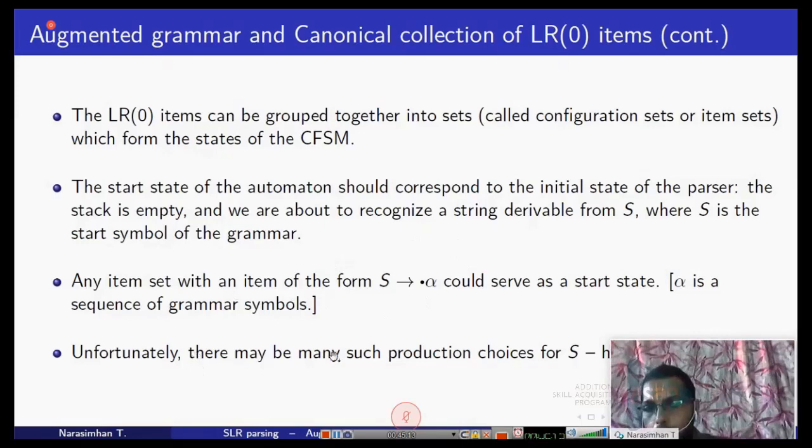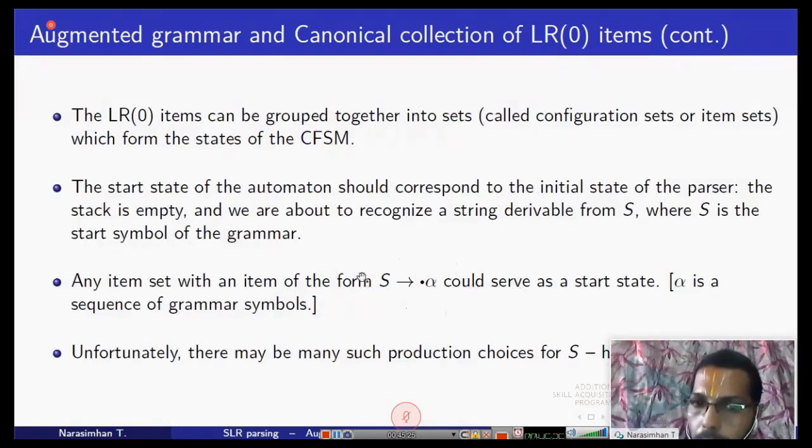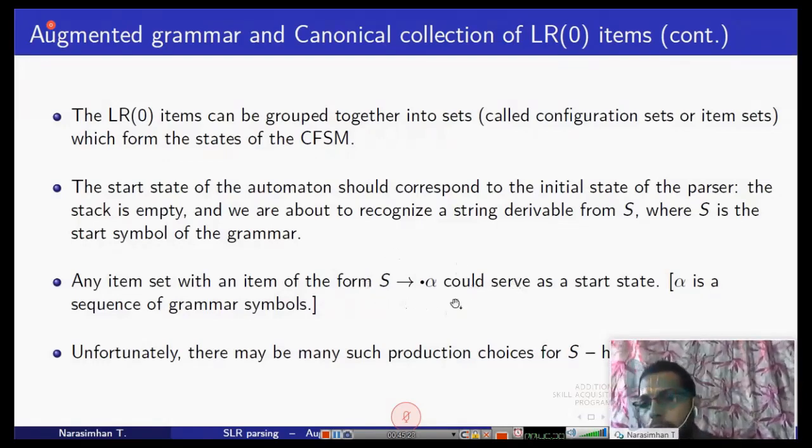Unfortunately, you could have multiple productions like this. Earlier also we saw E gives E plus E, E gives E star E. So you can have multiple such productions. Among those productions, which one will you choose for the start state? There's some confusion here, an ambiguity.